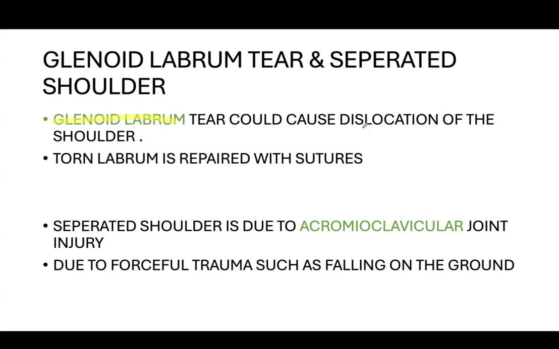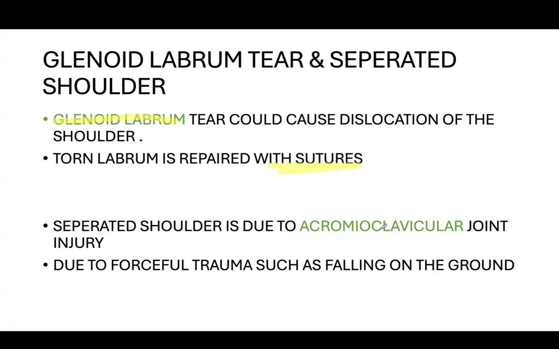This would cause dislocation of the shoulder joint because, as I told you, the shoulder joint is a very weird joint because of how disproportionate it is. So if its protective mechanisms are broken, such as the glenoid labrum, then it would cause dislocation of the shoulder. This would be corrected by repairing the labrum with sutures and metal plates to make it more sturdy. A separated shoulder is not a dislocated shoulder, so please don't make this mistake.